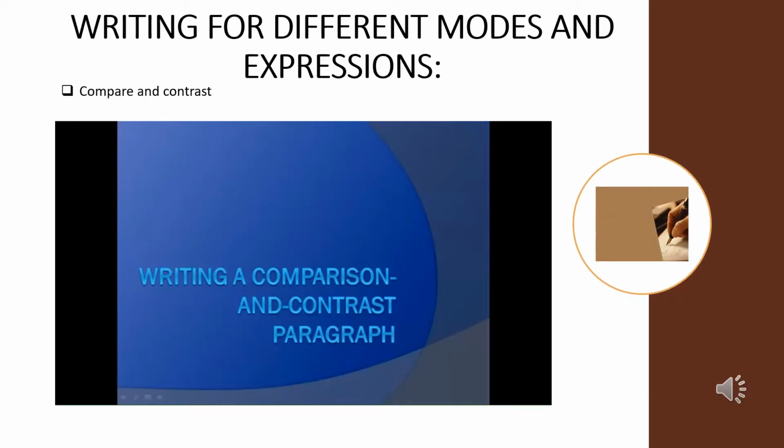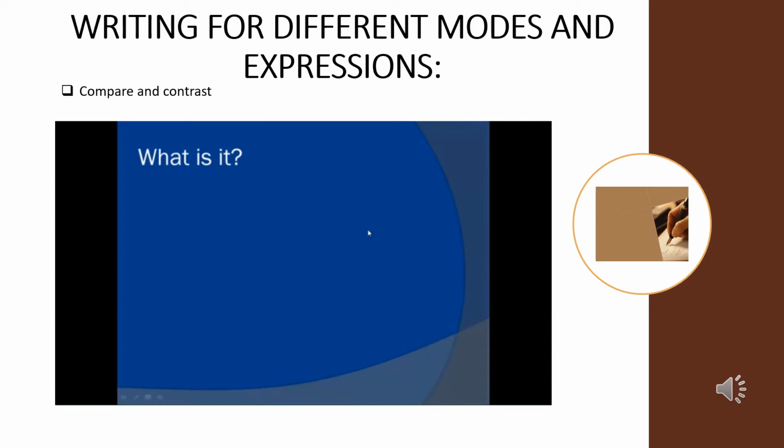This lesson is going to review how to write a comparison and contrast paragraph. So first of all, what is it? Well, if we're comparing, we're looking at similarities between things, so how things are the same. And if we're contrasting, we're looking at the differences between things.